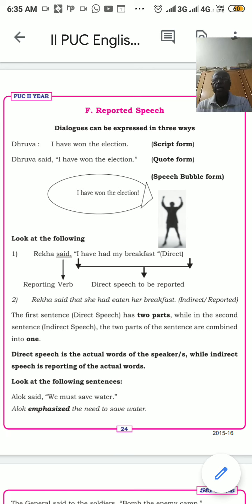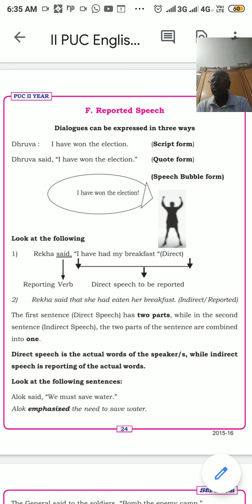Next one, past continuous. Past continuous becomes past perfect continuous. How do we form the past continuous? That is was or were plus the ing form: I was doing, they were doing. So the past tense form of be is was and were plus the ing form. So Suma said, "I was doing my homework." Which is the verb here? Was doing. Past continuous tense.